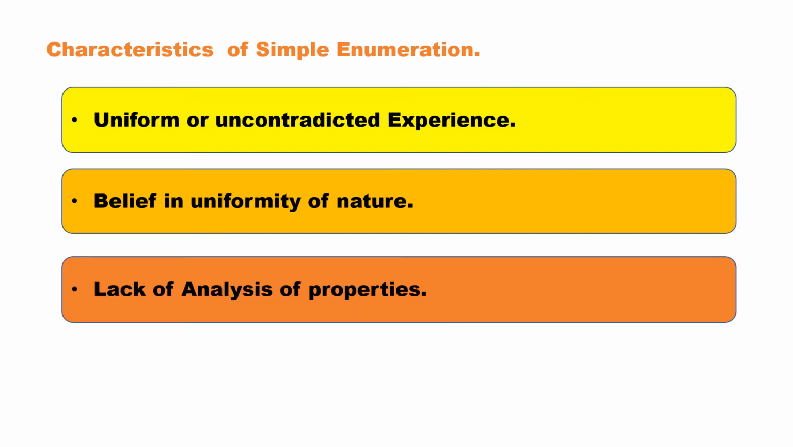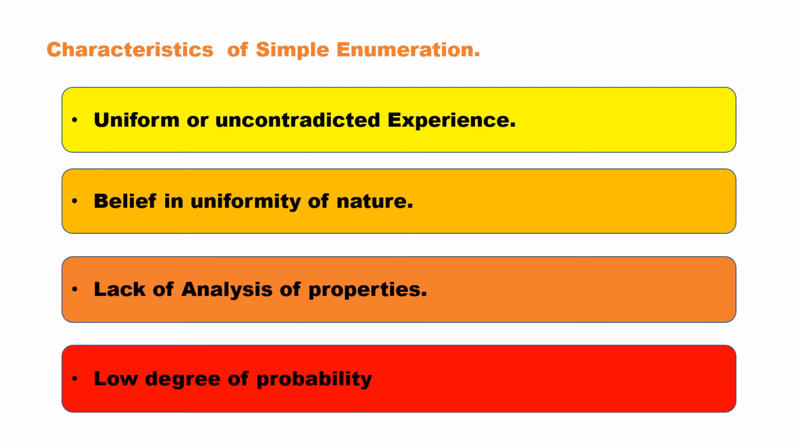Third, lack of analysis of properties. In simple enumeration, we do not analyze the properties of the observed instances. That is, we do not attempt to find out why certain properties go together. In the generalization about roosters, we have not cared to find out why the property of having a comb goes with the rooster. In fact, if we were to do so, we would be conducting a scientific investigation.